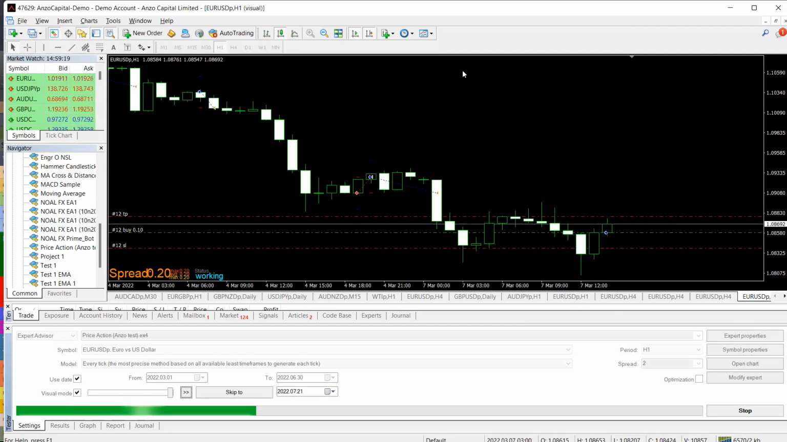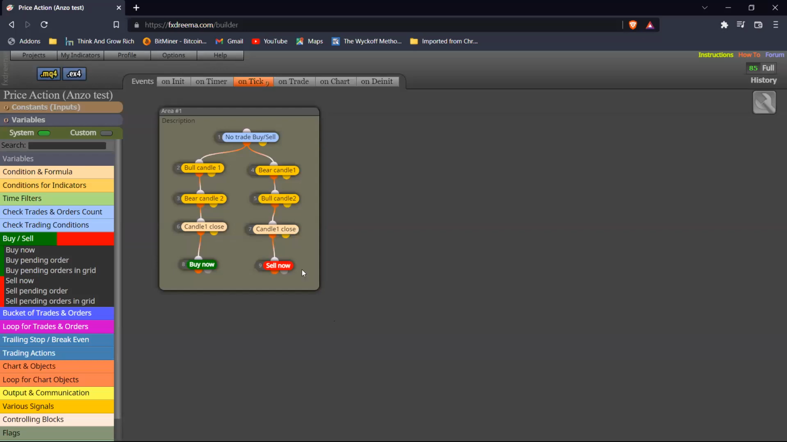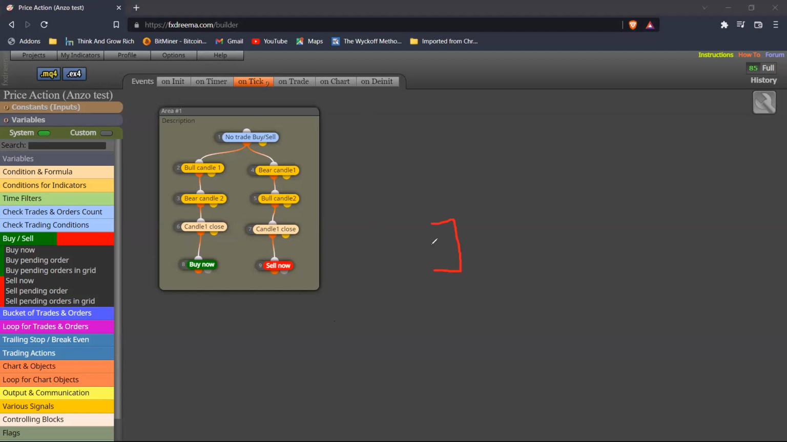Okay, so if we go back to our builder workspace here, the question is, what can we do to make this thing spot exactly what we're looking for? Well, one thing I can say is that it's taking into consideration the body of the candle alone. It's not taking into consideration the wicks.